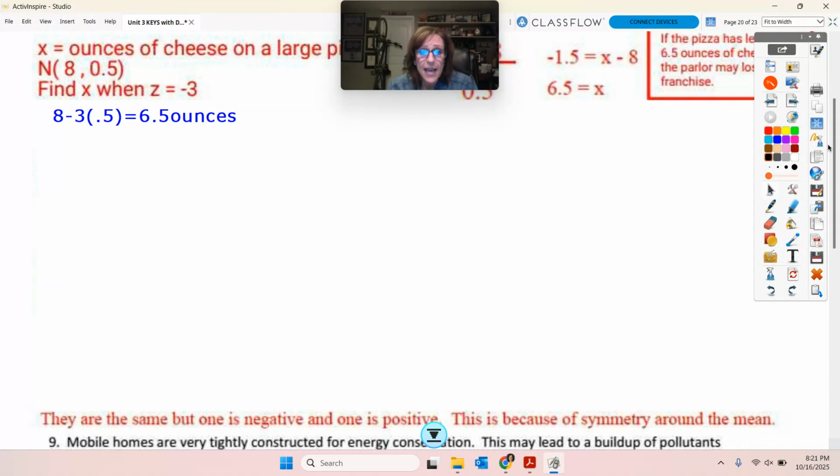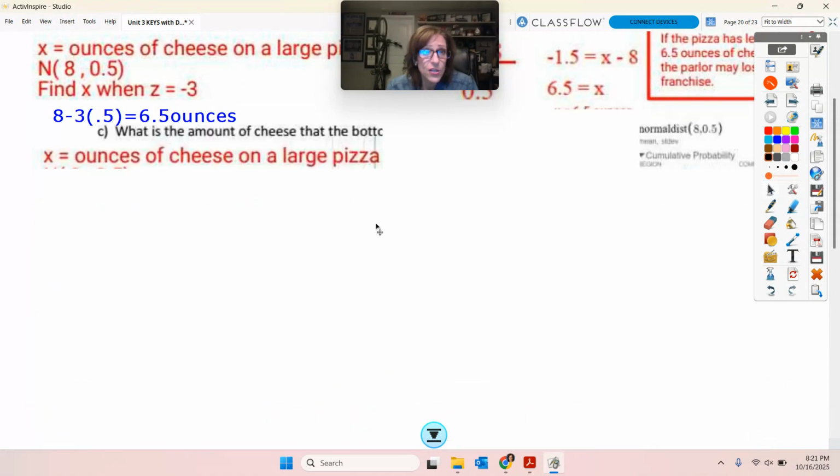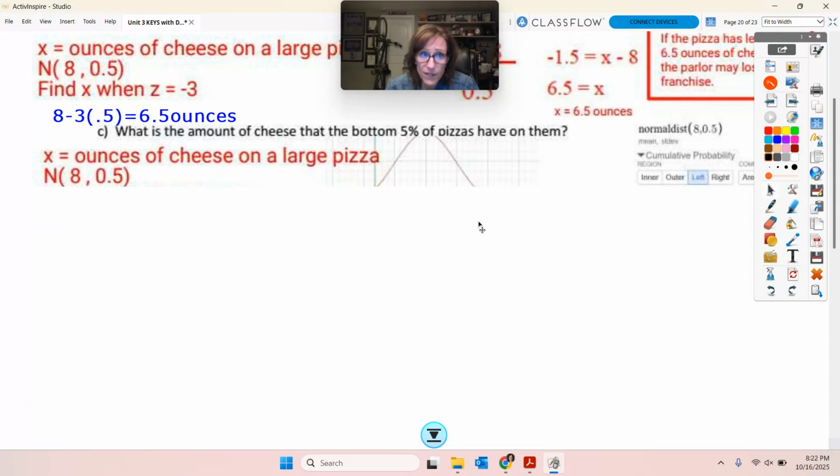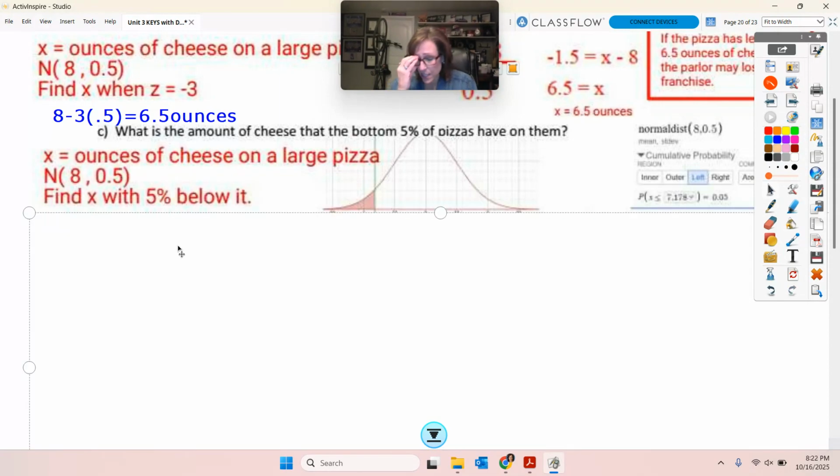All right, let's do the next one here. What is the amount of cheese that the bottom 5% of pizzas can have on them? So we have the same context and normal model. We are finding x with the bottom 5%. Let's think of what that means. Finding x, I have that bottom 5%, so I'm finding a bound.